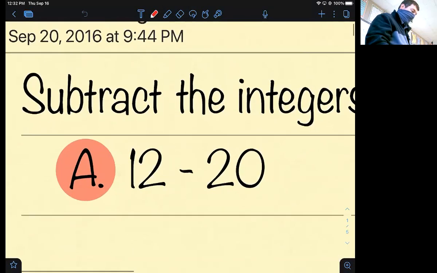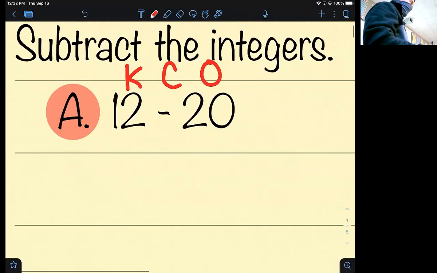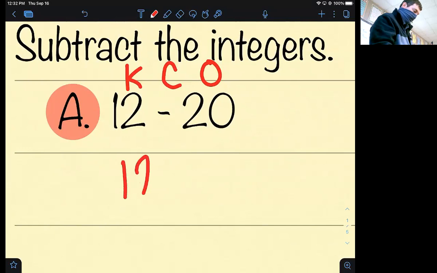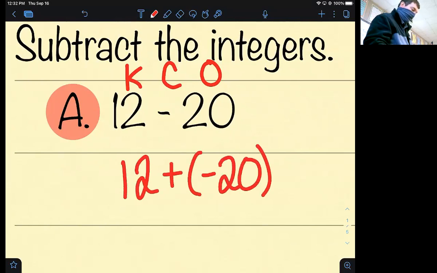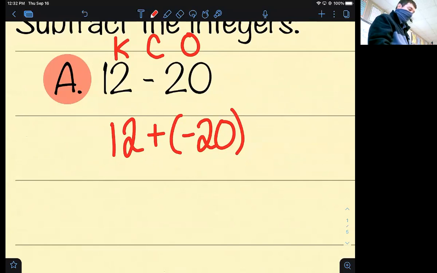So we'll start with Gage there in the back. Gage, if I use keep, change, opposite, tell me what this problem is going to rewrite to. That's right. Gage, do we go to war or join forces on this one? Yep. We're going to go to war. The negative army wins by 8.